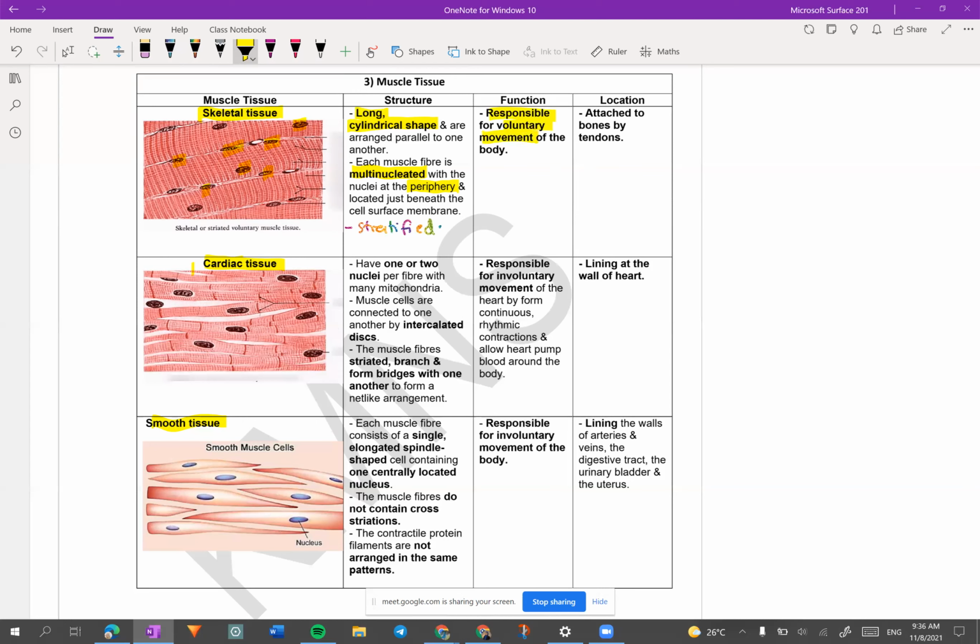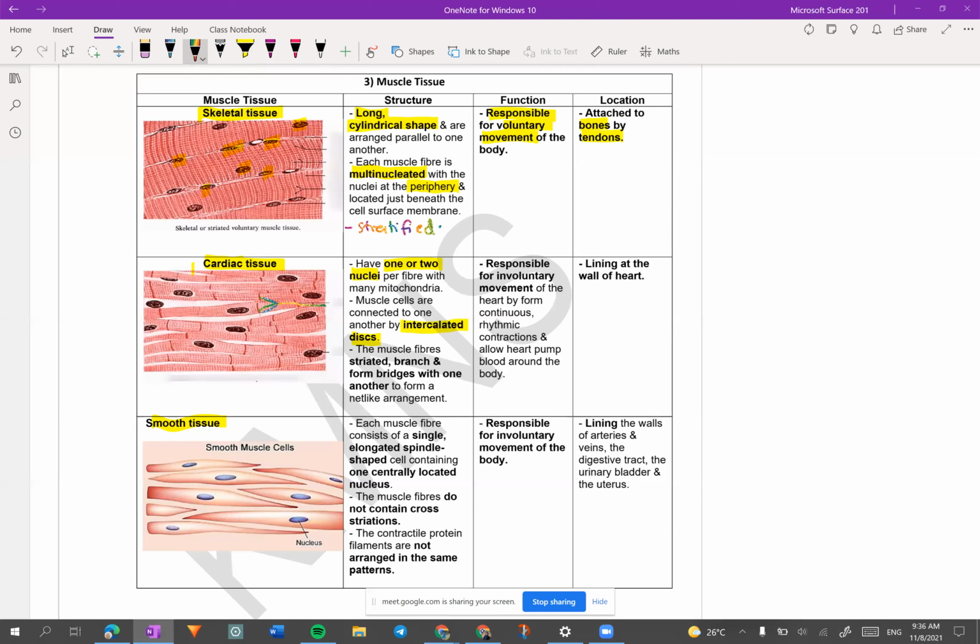Okay, now kita masuk pada cardiac tissue. Kenapa cardiac tissue dulu? Sebab cardiac tissue lebih kurang dengan muscle tissue. Tapi beza dia adalah dia ada 1 or 2 nuclei per fiber. Okay. And then of course dia ada banyak mitochondria. Sama juga dengan yang atas tadi ni. And one of the special thing adalah dia ada intercalated disc. So what is intercalated disc? Intercalated disc yang ni.